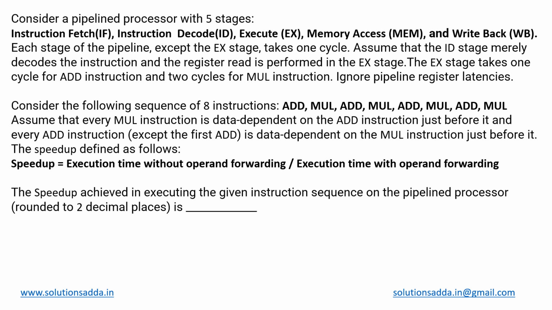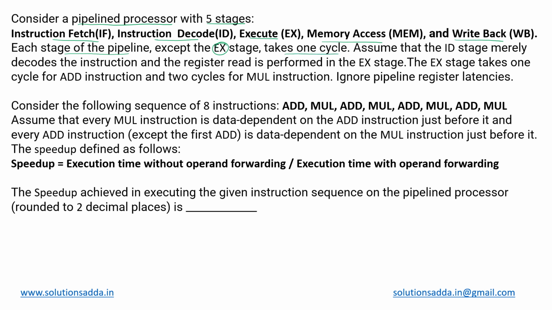COA question based upon a pipeline processor. We have been given a processor having 5 stages, and those are instruction fetch, decode, execute, memory access, and the write back, which we are already aware about. Now they have given that each stage of this pipeline except for the execute stage takes exactly 1 cycle.